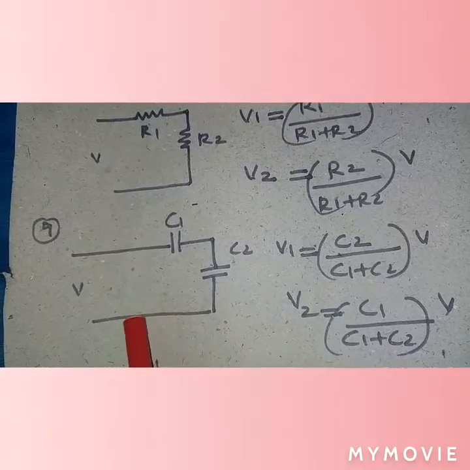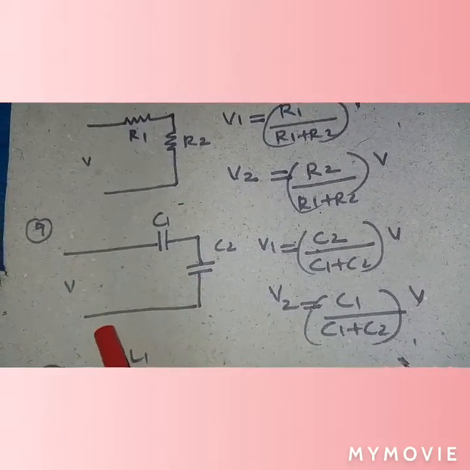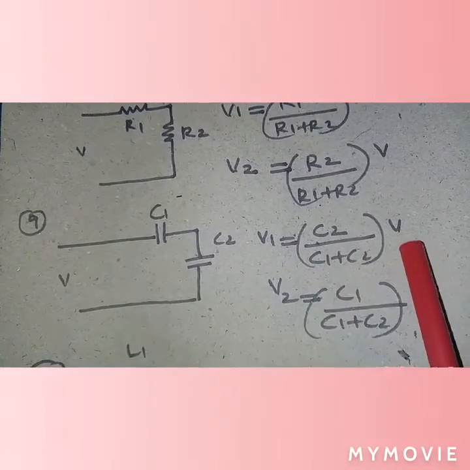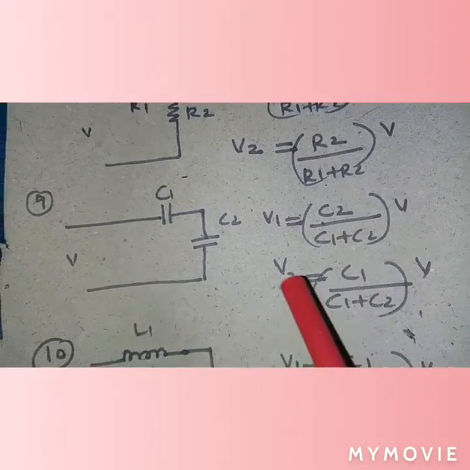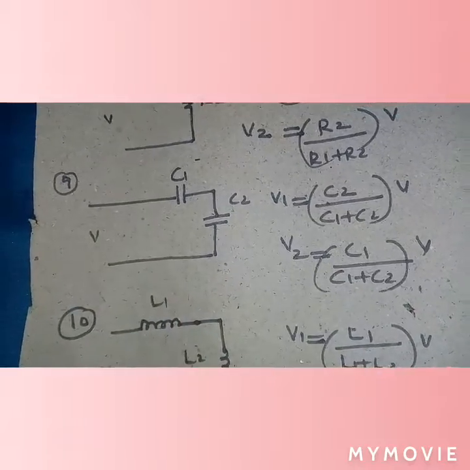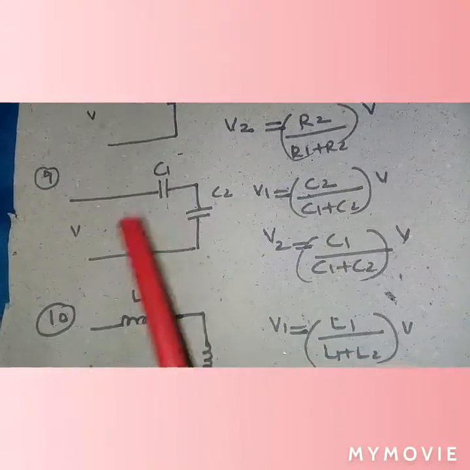Here the voltage is applied. There are C1 and C2 capacitors which are in series connection. V1 is equal to C2 divided by C1 plus C2 into V. V2 is equal to C1 divided by C1 plus C2 into V. That is, it is inversely proportional to the capacitance. Here V1 means here C2.